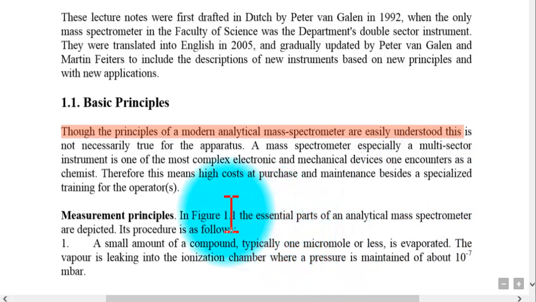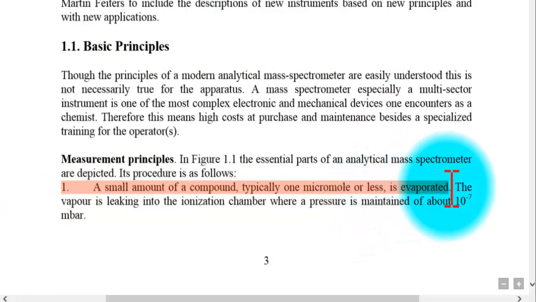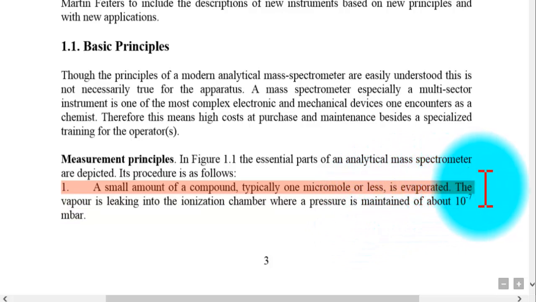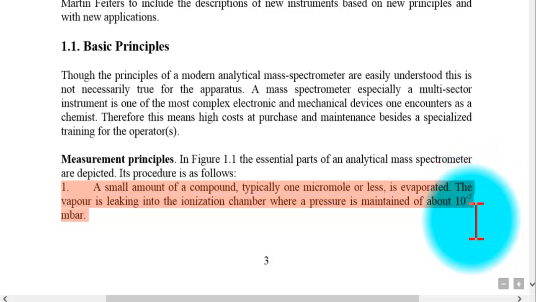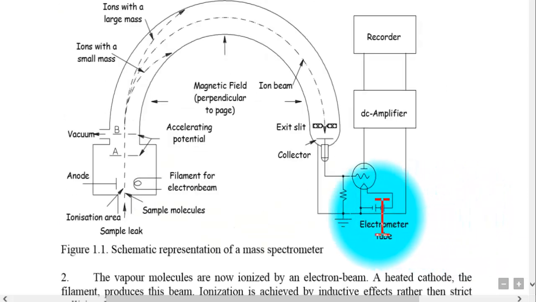Measurement principle. The essential parts of an analytical mass spectrometer are depicted. The procedure is as follows. In the first part of the measurement, a small amount of compound, typically 1 micromole or less, is evaporated. The vapor leaks into the ionization chamber, where a low pressure is maintained, about 10^-5 bar. This is a diagram of a mass spectrometer.